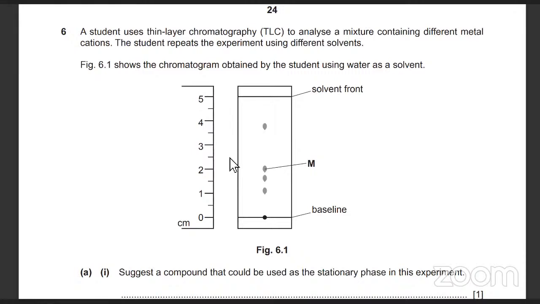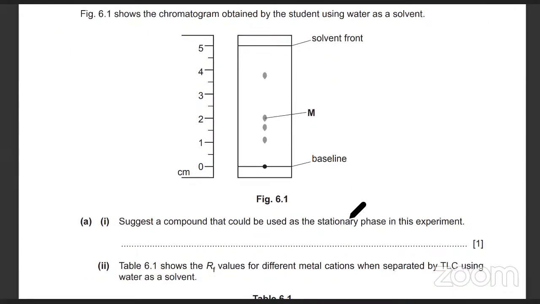Now a student uses thin layer chromatography, okay? It only has 6 questions, by the way. Thin layer chromatography is the same as paper chromatography. It's the same basic idea that you have RF values. The only difference is that you have a thin layer, a metallic plate, and in that plate there's a gel, and the dyes would stick to the gel. If a dye does not stick, it will continue to travel along with the solvent. If it sticks to the gel, it will stop moving. So the mixture is placed over here, and the mixture gets separated into different components.